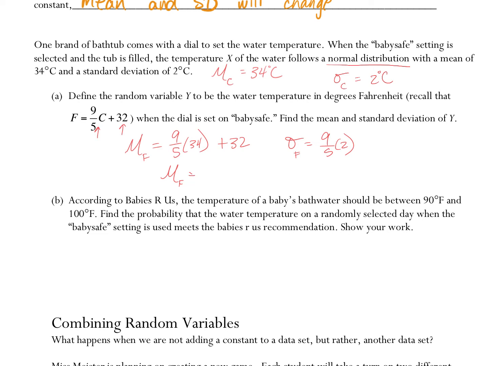I think it's like 93.2 degrees Fahrenheit. And then the standard deviation will be 3.6 degrees Fahrenheit. Right, so now this is describing this probability distribution of temperature. Is this discrete or continuous? Continuous. So we're going to do an area thing. And since I told you it was normal, that was lovely.